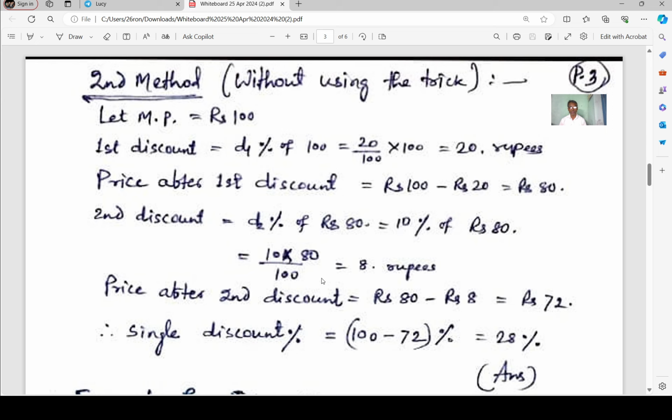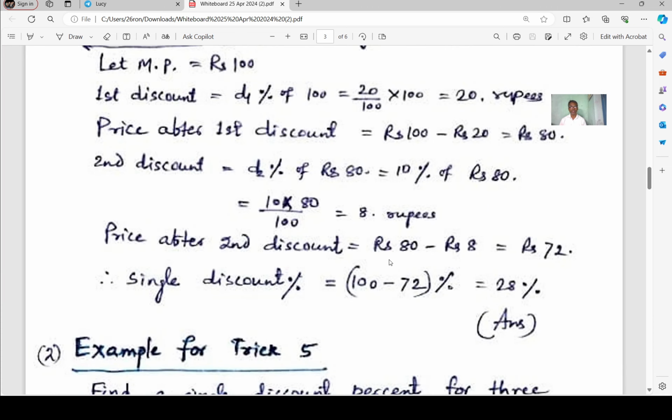D2 is equal to 10. So 10 multiplied by 80 divided by 100 equals 8 rupees. So the price after second discount will be 80 minus 8 equals 72. So the single discount percent will be 100 minus 72, that is 28%.